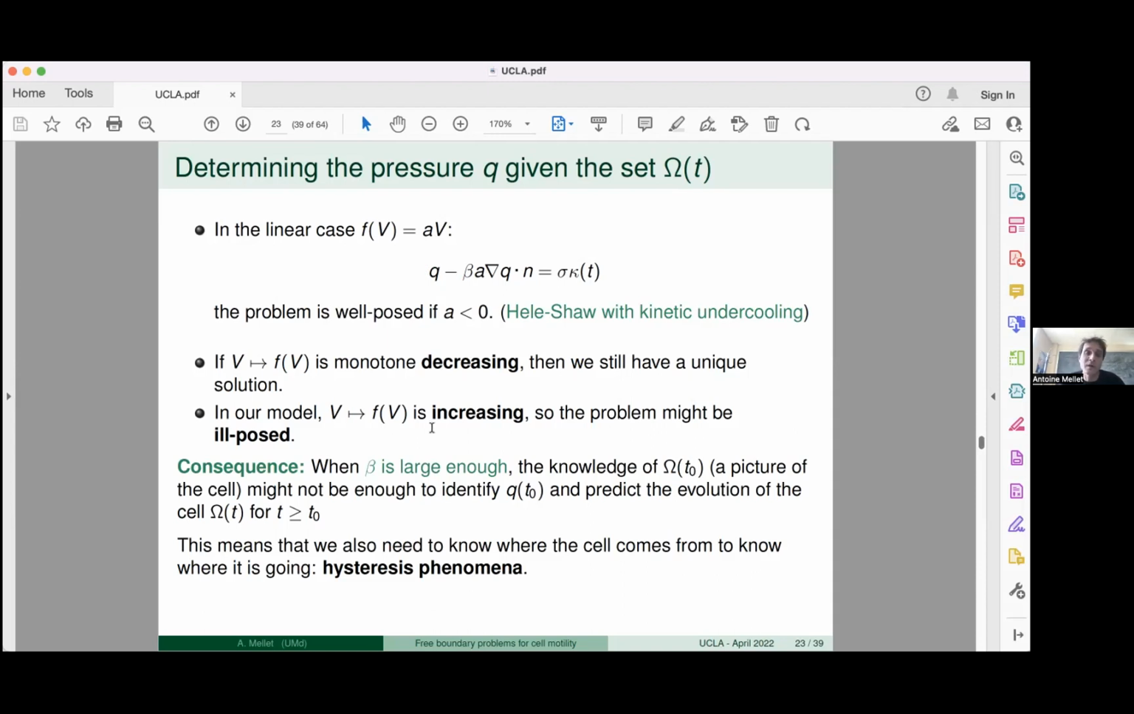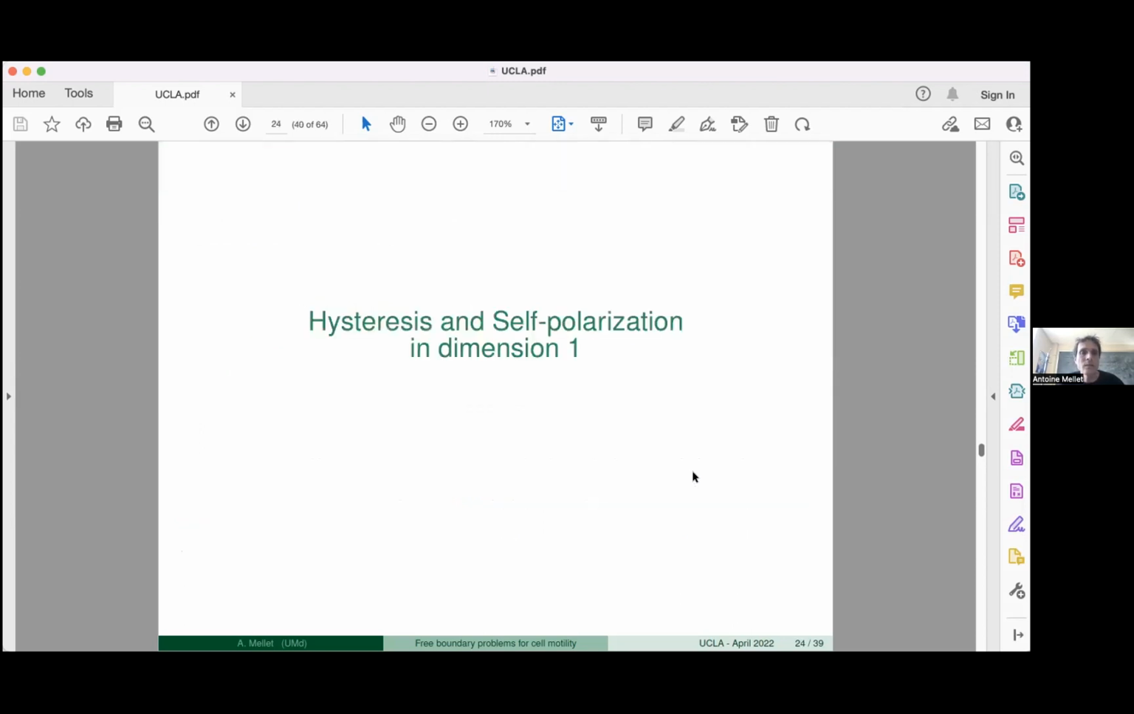And we expect that, especially if beta is large enough, knowing the shape of the cell at time t0, knowing omega of t0, might not be enough to know what q is and therefore to predict what's going to happen to omega. And this is what we call hysteresis. It's the idea that in order to know where the cell is going, you need to know where it comes from. It's not enough to know where it is, because the history of the cell is important.